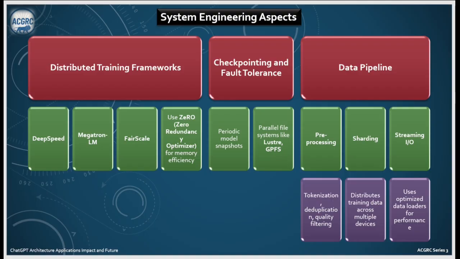Why are these important for ChatGPT? Periodic snapshots protect months of hard training from being lost. Lustre and GPFS make saving and loading giant models super fast, even when thousands of computers are working together. It helps with quicker backup and faster restart, hence no bottleneck.